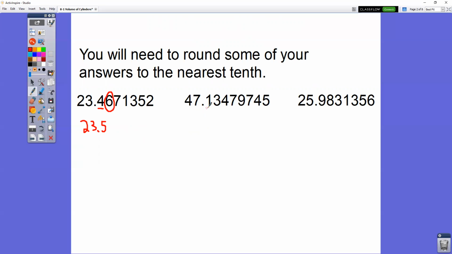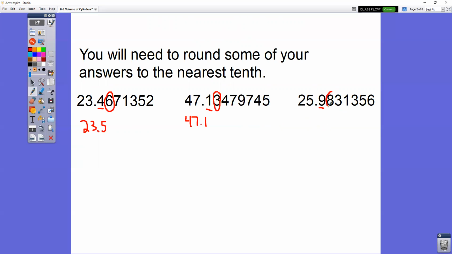In the middle one, 47.1347975, if we're going to round this to the nearest tenth, the 1 is in the tenths place. We have to look at the number after it. If the number after it is 4 or lower, this 1 stays the same. It does not round down. There is no such thing in math as rounding down. That 1 stays the same. So this would stay 47.1. You need to be careful here when you have a 9. If we had the number 25.983, blah, blah, blah, the 9 is in the tenths place.